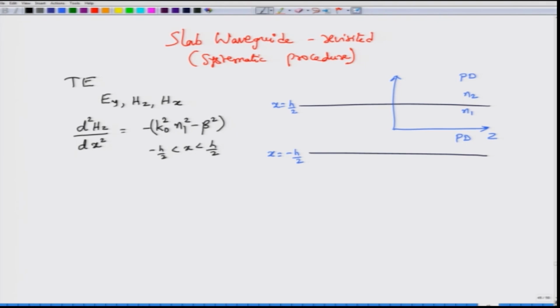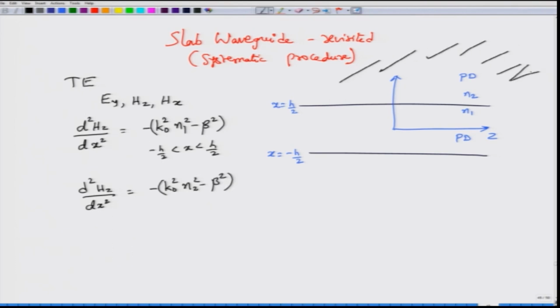In the previous parallel plate waveguide, we had only one equation, which was valid inside the slab, and outside Hz was assumed to be 0, far away from the interface, but now I can't do that. I have to assume d square Hz by dx square equals minus k0 square n2 square minus beta square, because the outside medium is all a perfect dielectric of refractive index n2. This is the case when x is greater than h by 2 as well as when x is less than minus h by 2.